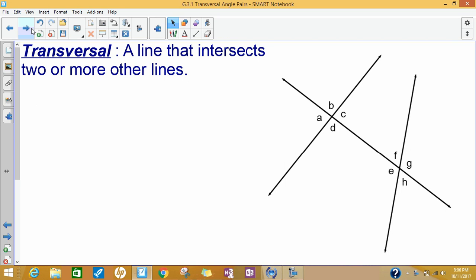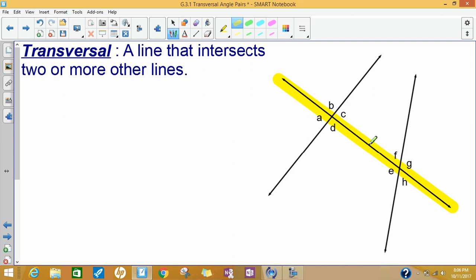So first, we're going to talk about transversals, and a transversal is just a line that intersects two or more other lines. So if we look at this picture here, I have this line that intersects both of the other two lines. So we would call this line that I highlighted in yellow a transversal. It's transversing those two other lines. It means it's intersecting them, it's crossing over them.